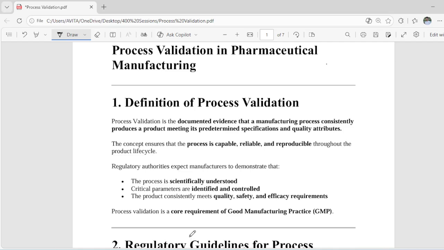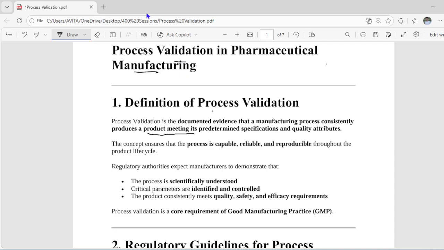Hi all. Today we're going to talk about another topic, which is process validation in pharmaceutical manufacturing, or you could say process validation in general. So first we'll discuss its definition. As we know, process validation is the documented evidence that the manufacturing process consistently produces the product which is meeting its predetermined specification and quality attributes.